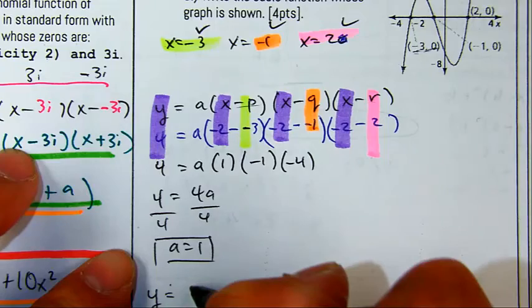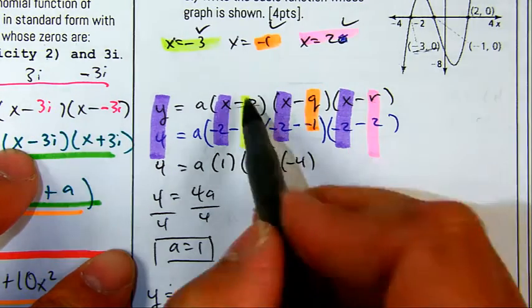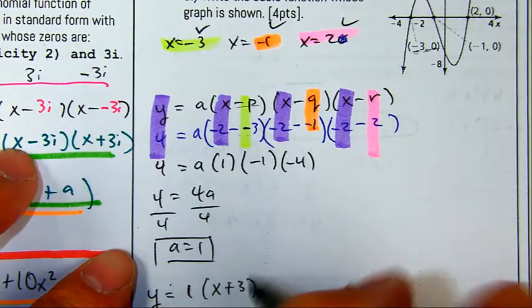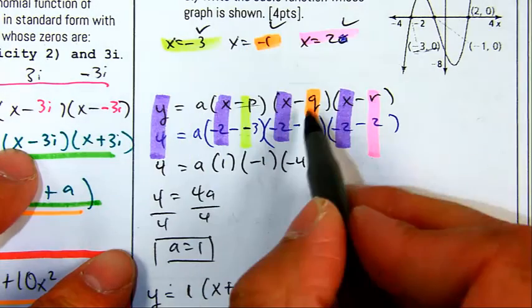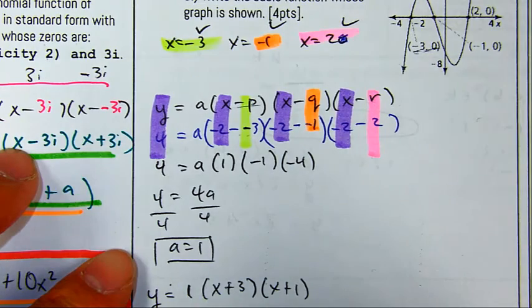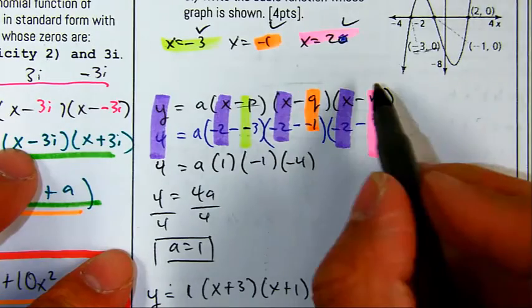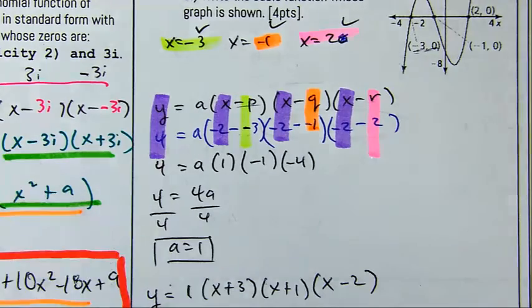Y equals 1 for my a value, x minus 3 became plus 3, and then that becomes the opposite of negative 1, so plus 1, and then x, and then my r value is 2. So this is a cubic function.